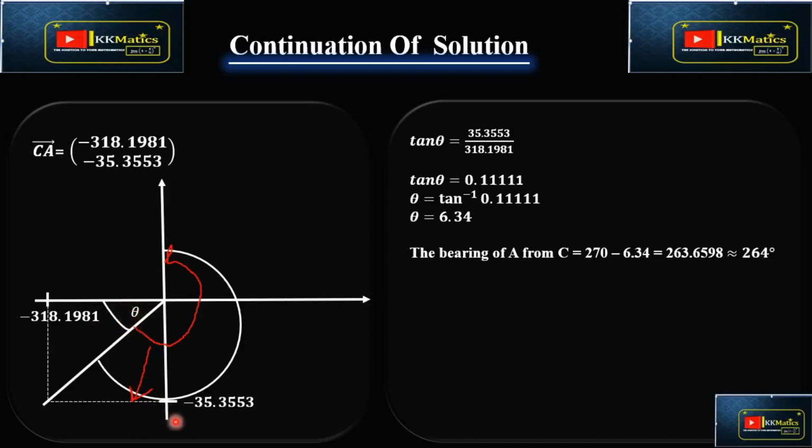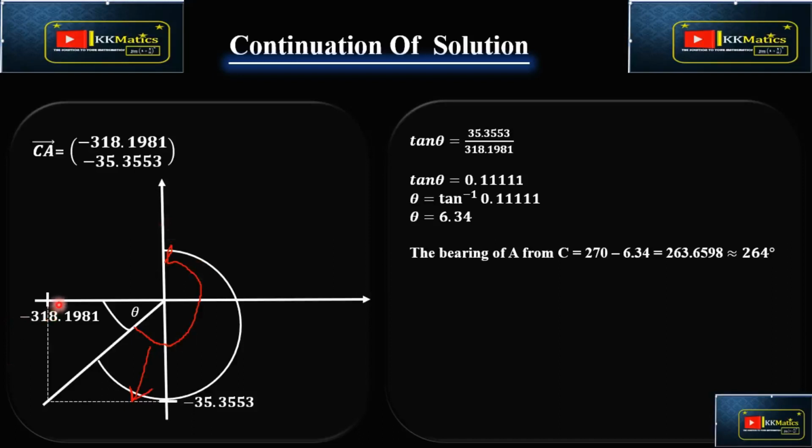Using this theta that we have here, we know that it is facing this, opposite to the y-axis, which is 35.3553, and it's adjacent to the 318.1981. So we use this theta here, and using tan, we end up getting this, and the tan inverse of that gives us 6.34. Now, we know that this is the third quadrant, and the whole of the first quadrant to the third quadrant is 270 degrees.